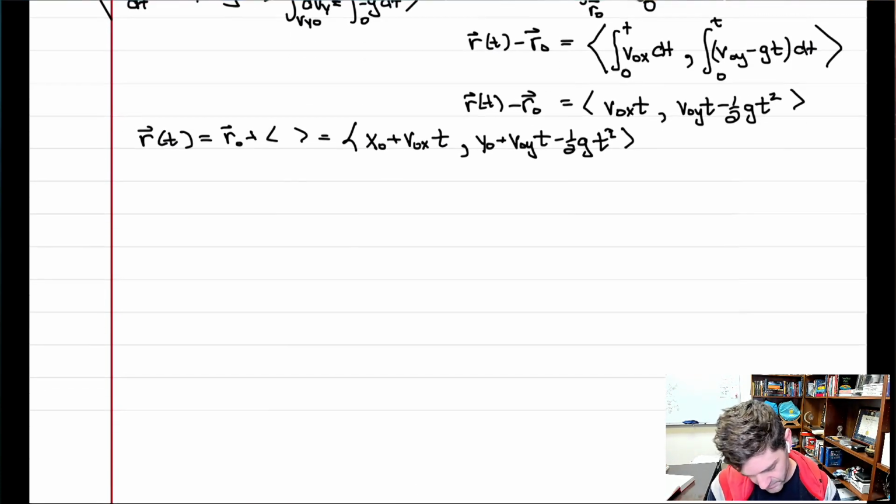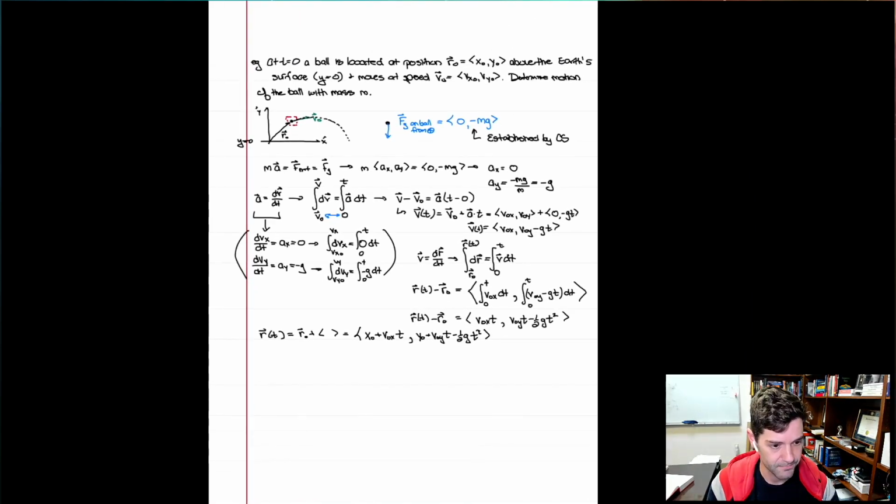All right, how much space do I have? I think I'll go to the next page. The last example I want to do brings in one of these contact forces. I wanted to say something about active versus passive forces.